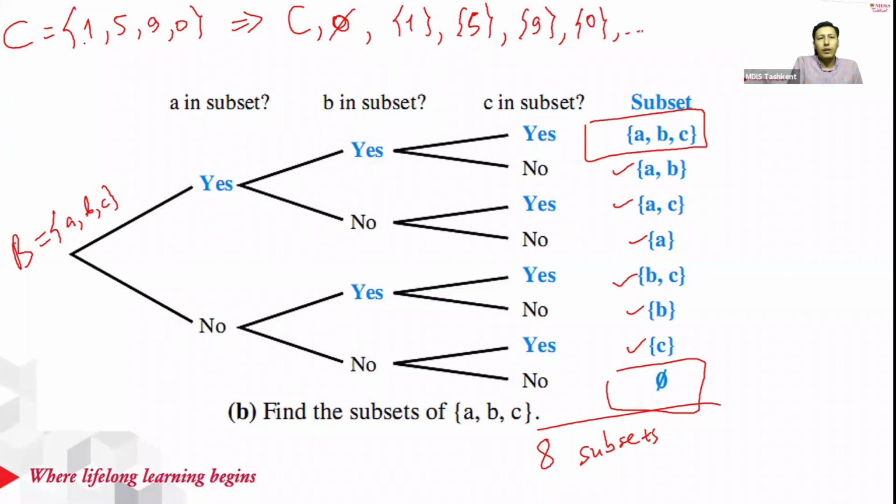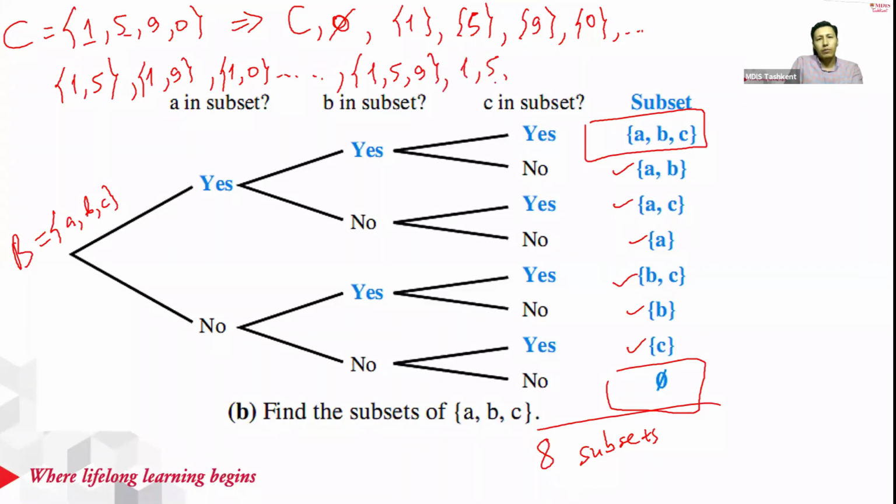Then you can take two elements: 1, 5, it's also a subset of C; 1, 9; 1, 0, and so on. You can take 5, 9; 5, 0; 9, 0. Then you can take the combinations of 3 elements. So 1, 5, 9; 1, 5, 0; 1, 9, 0, and so on.